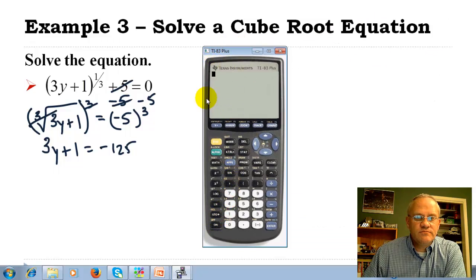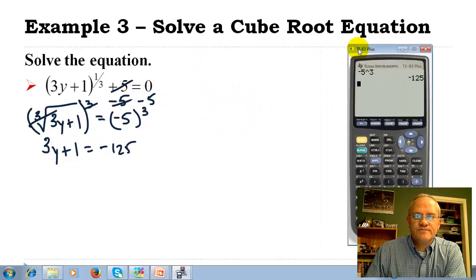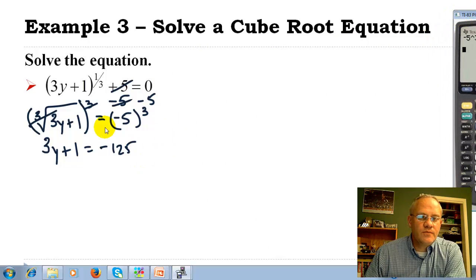If you don't believe me, and remember to pay attention to the negatives there, I have a negative 5 raised to the 3rd power, negative 125.